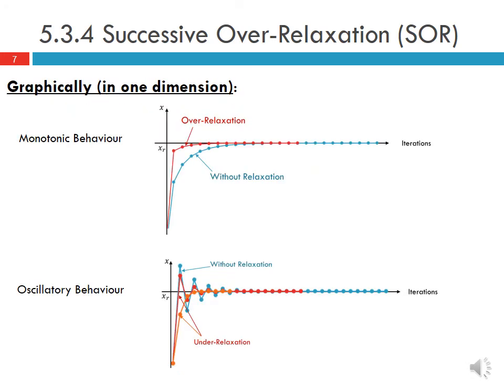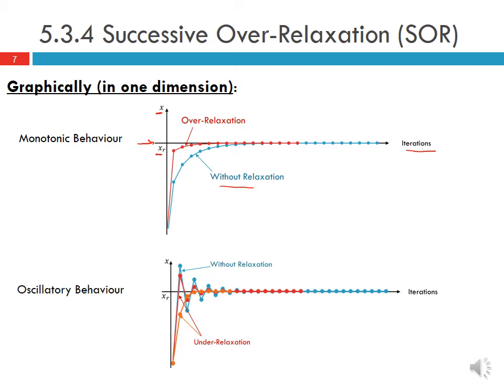So this can be shown graphically in one dimension. Here we've got the number of iterations and the estimate of our variable x, and the line here is showing the value of our solution that we're interested in, xr, for example. So without relaxation, with monotonic behavior, we may have something that looks like this. And then when we add relaxation, we can get that to converge faster by moving towards the solution quicker at each iteration.